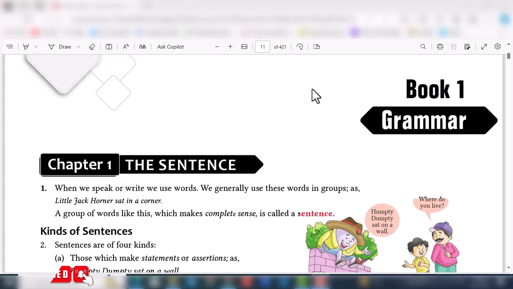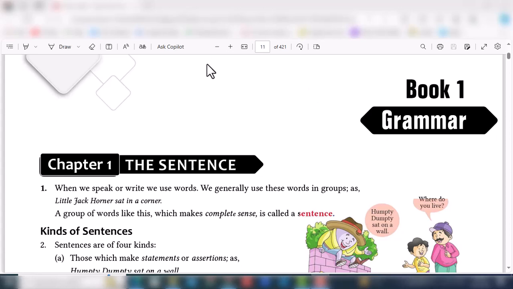From today, we are going to read and understand the book Wren and Martin and its chapters. I will complete all these lessons within 40 to 50 days. This is a complete course of grammar in which you will learn new things and new changes in grammar, and we will go into detailed lectures in this regard.